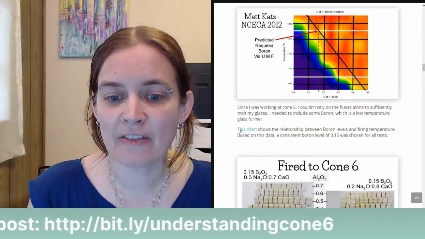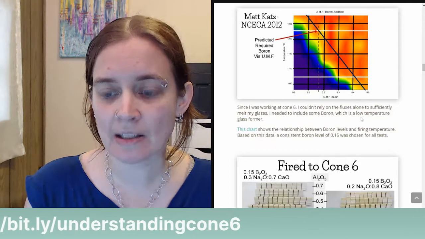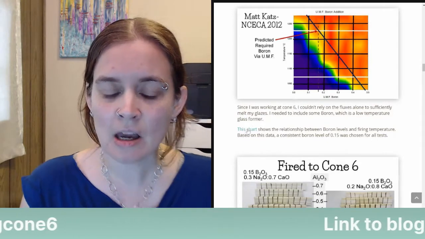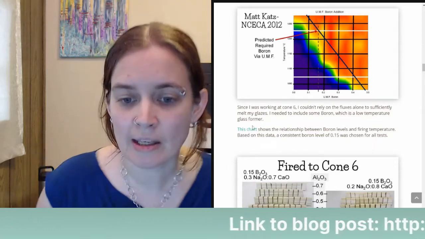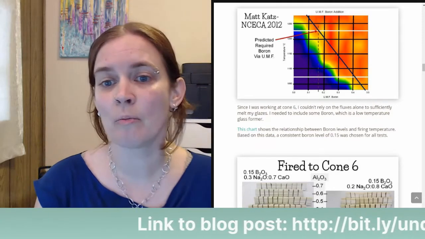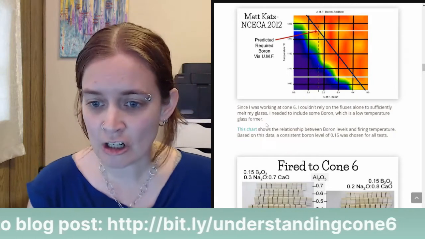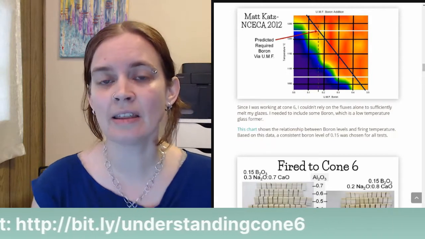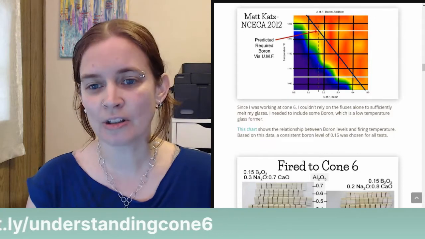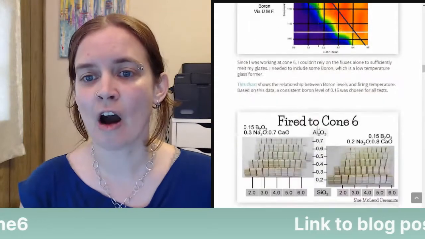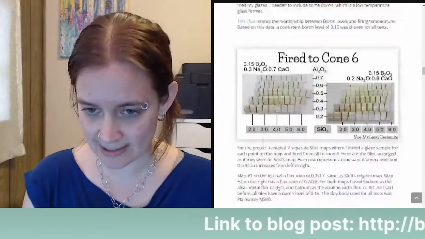And so if you want to see Matt's research on boron, you can just click this link here. That will take you to his explanations of how boron affects melting and durability at lower temperatures. And so based on this data, I chose a consistent boron level of 0.15 for all of my glaze tests.